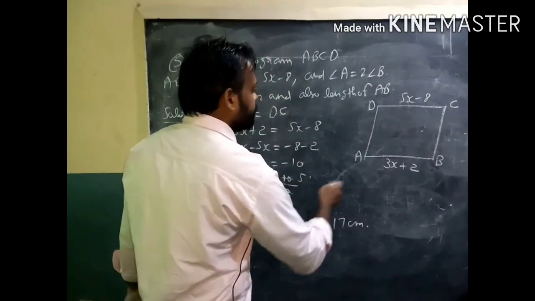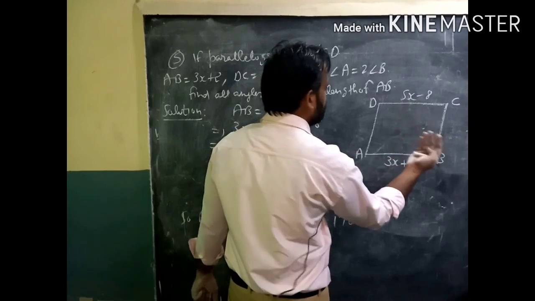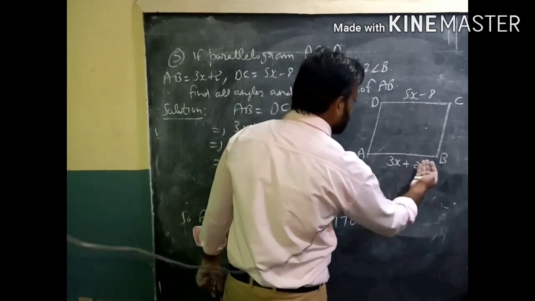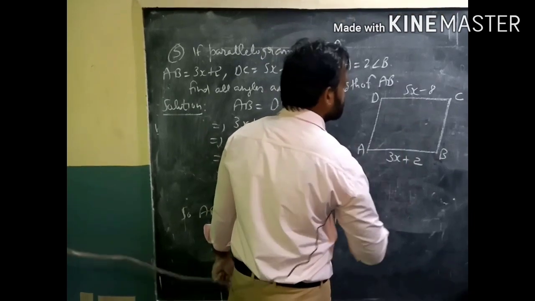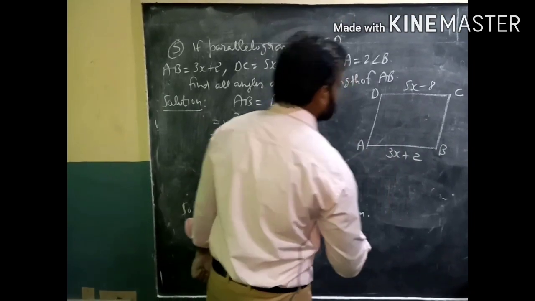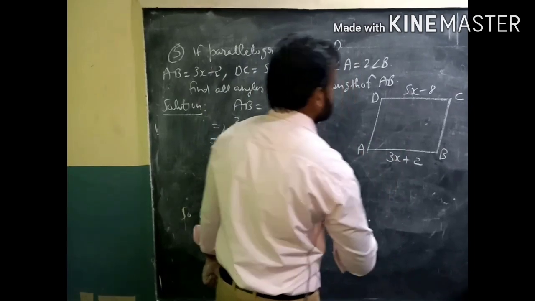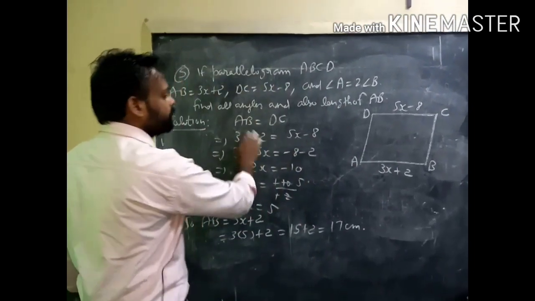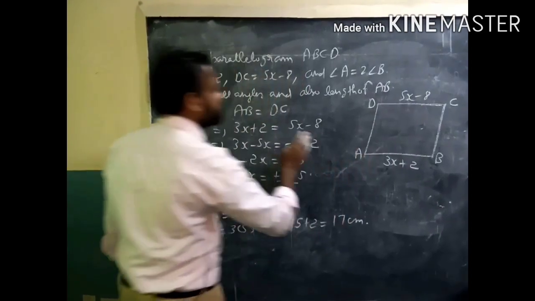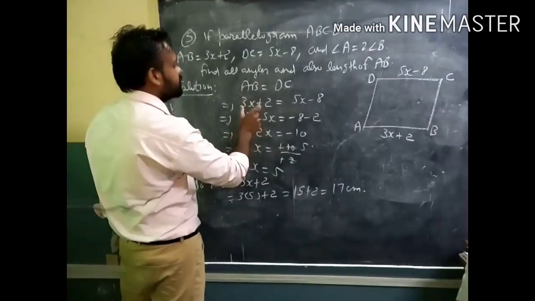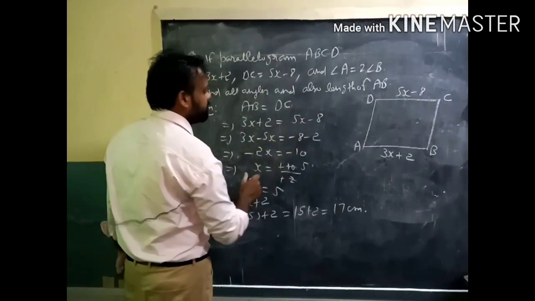Now we have already understood the properties of the parallelogram. AB side is equal to DC side in the case of a parallelogram. So we will use this property to find the value of x. How can we use it? See this one, AB is equal to DC because opposite sides of a parallelogram are equal. So 3x plus 2 is equal to 5x minus 8.